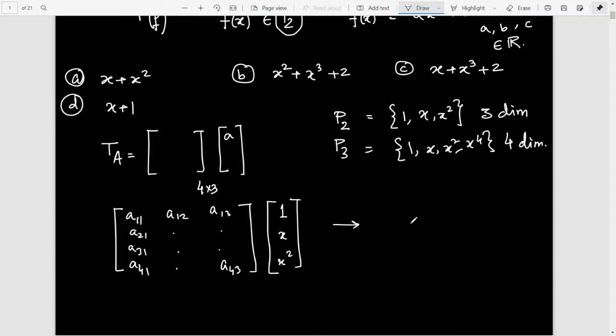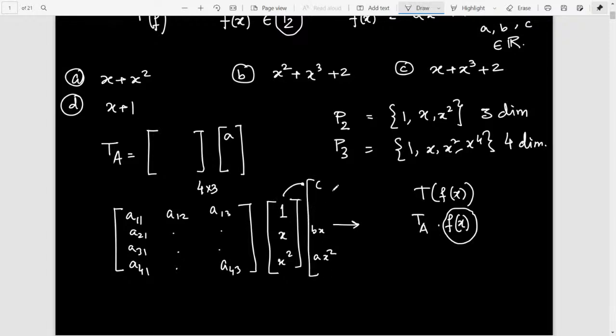Okay, so the key idea here is to construct the matrix, and how this matrix is going to take place. Once you understand what the matrix is, then T of f of x is nothing but the matrix of T times f(x), where you take your f(x) as a vector. Suppose you have ax square plus bx plus c, then you take your vector as c, then bx, then ax square. Multiplying the matrix with this vector is the same as understanding the range of your T.